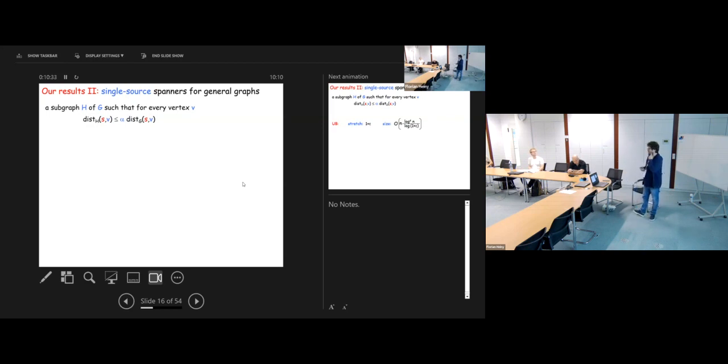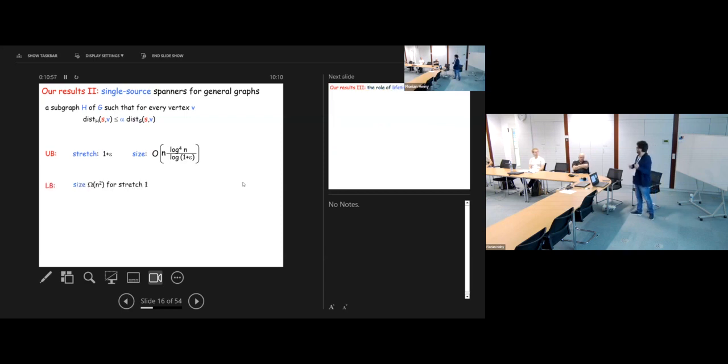For the single source case for general graphs, we are able to prove that we can get stretch 1 plus epsilon for any positive epsilon with almost linear size. And this upper bound is somehow tight, in the sense that if you want stretch 1, that means exact distances, then you have to pay omega of n squared in the size of the spanner. This is the second type of results.